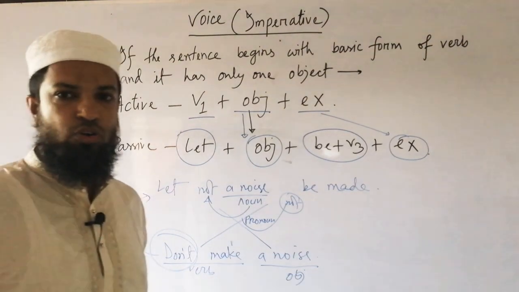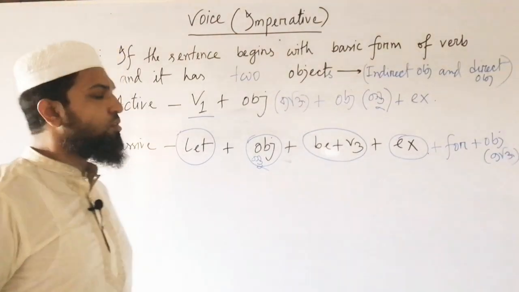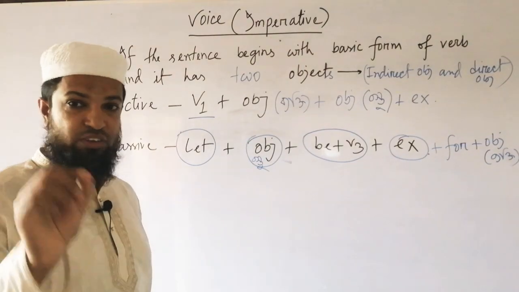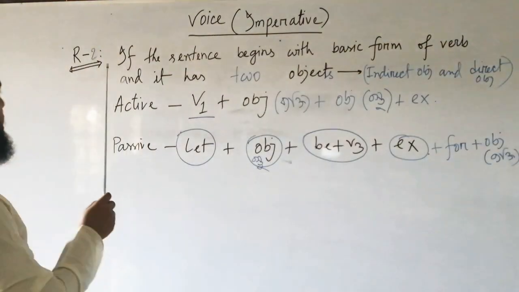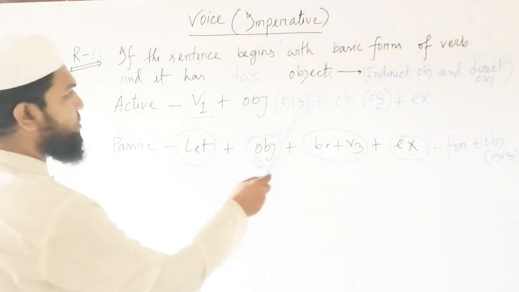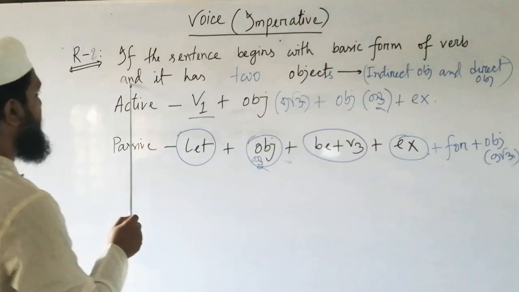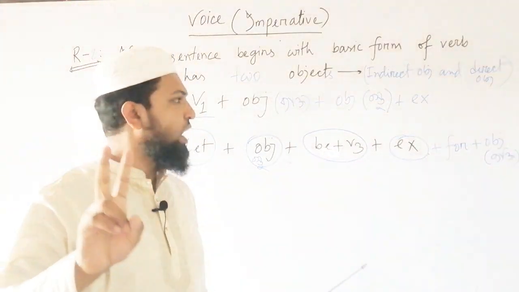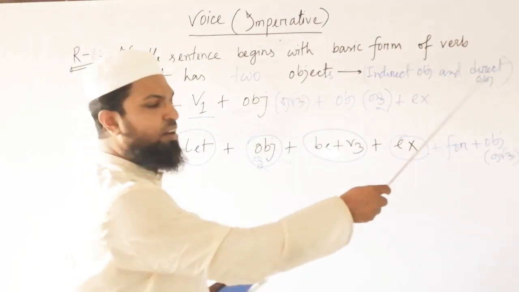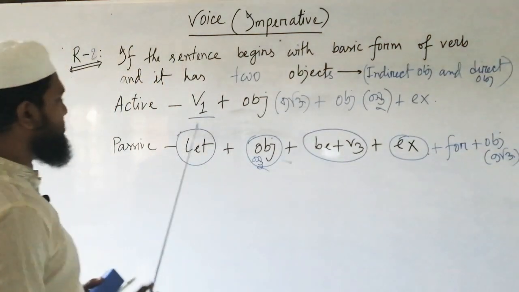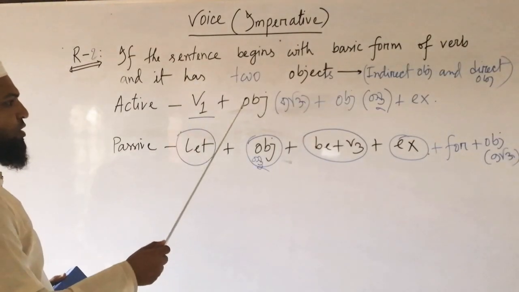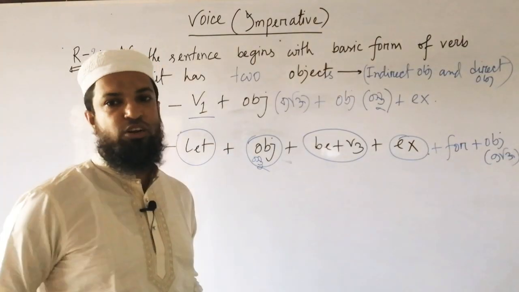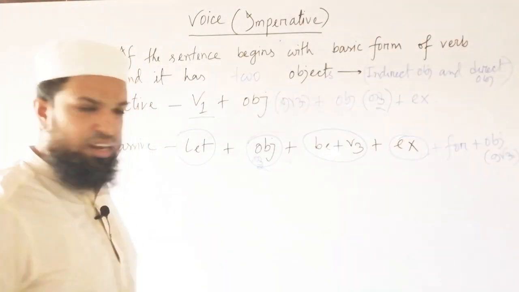Okay, let's go to the second rule. My dear students, now rule 2. Notice the condition of rule 2. At first understand the condition. If the sentence begins with the base form of the main verb and it has 2 objects, we know that objects are of 2 kinds, indirect object and direct object. What will be the active form? Verb 1, indirect object. We call all the personal objects indirect objects, all the material objects direct objects.